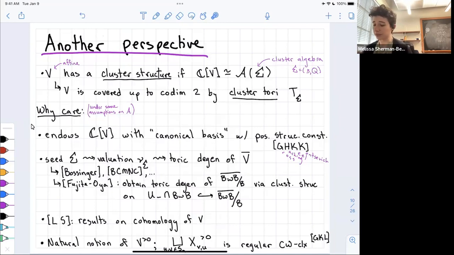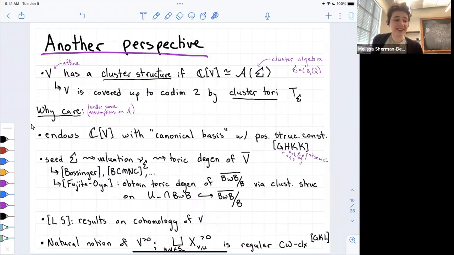Another reason you might be interested in cluster structure is that as soon as you have one, you have access to some fairly natural partial or complete compactifications of your cluster variety. You also get valuations and toric degenerations of those compactifications. There are also some results on the cohomology of a variety with cluster structure due to Lam and Speyer. In particular, a curious Lefschetz property holds. So those are some reasons why you might care.